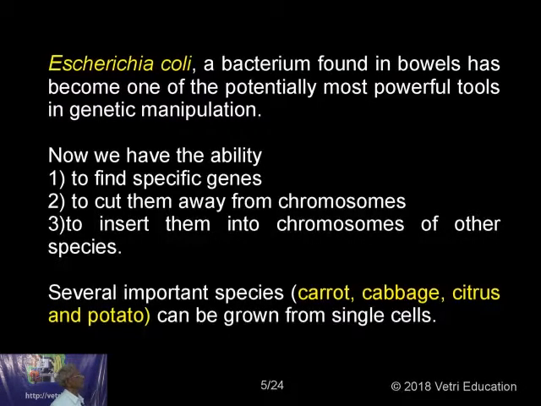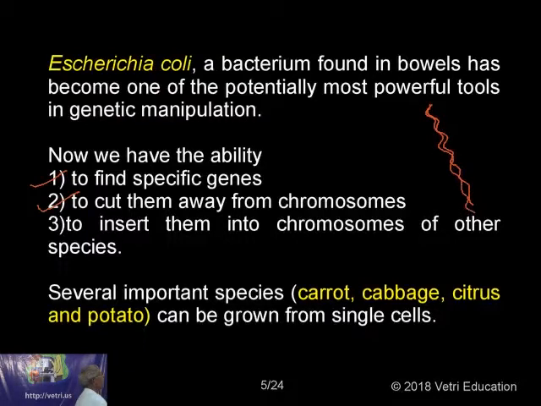Escherichia coli, a bacterium found in the bowels, has become one of the potentially most powerful tools in genetic manipulation. Now we have the ability to find specific genes, to cut them away from the chromosomes, and to insert them into the chromosomes of other species. So there are 3 steps.